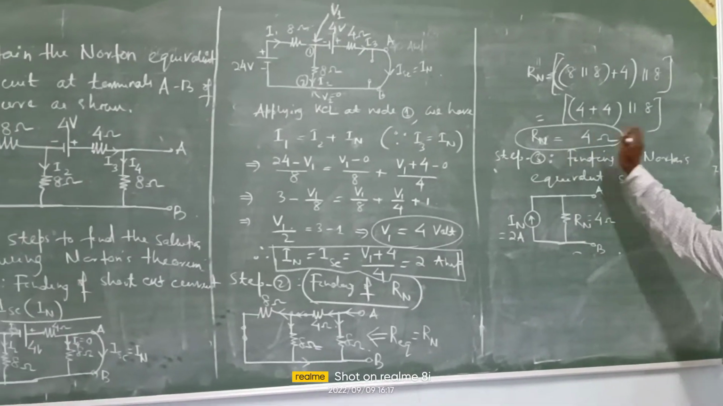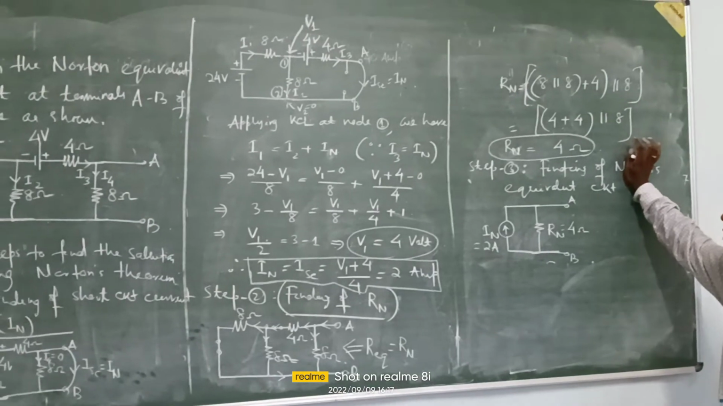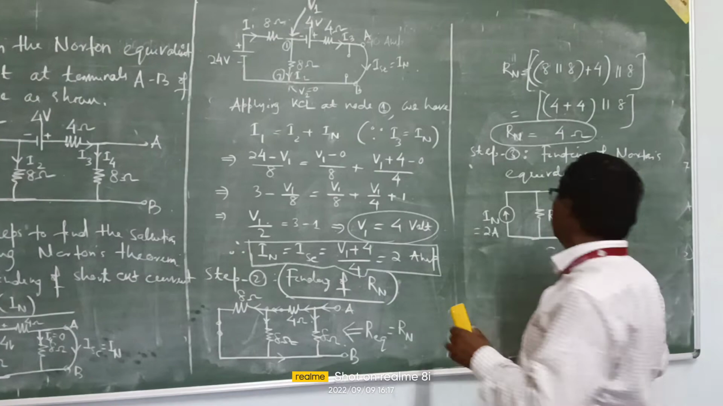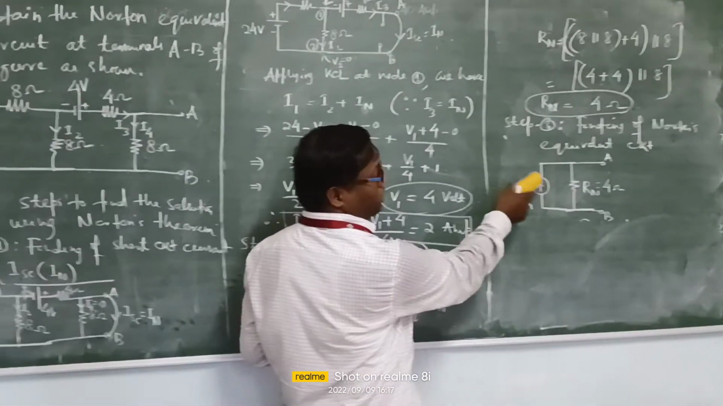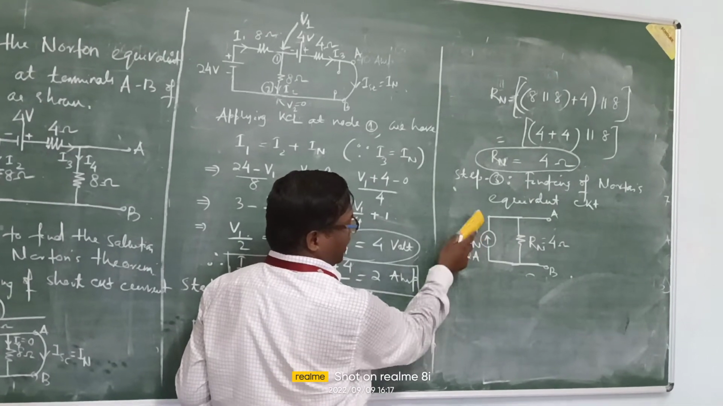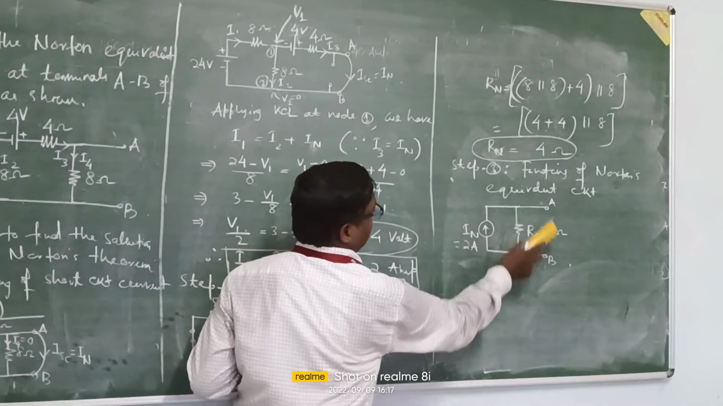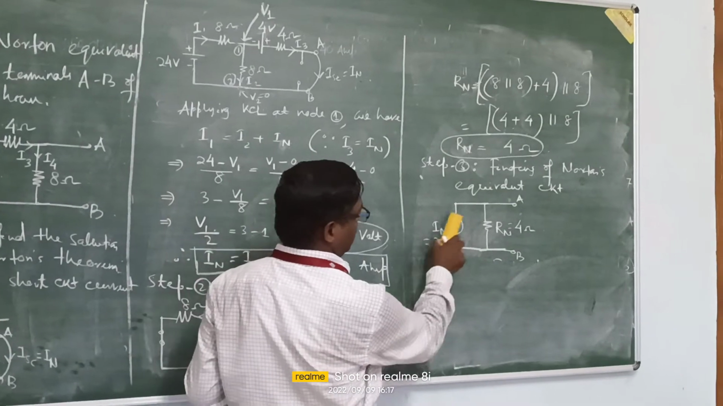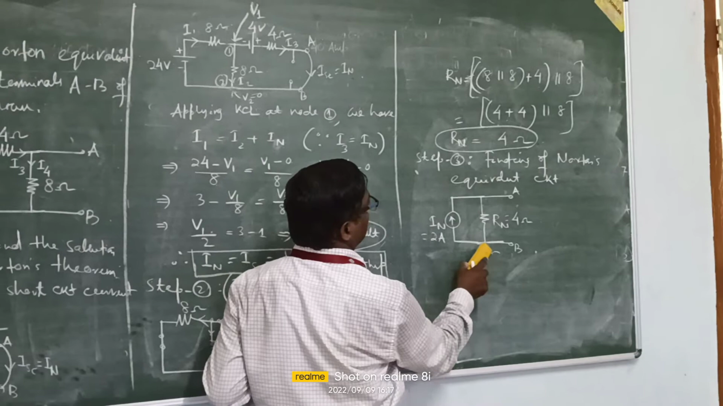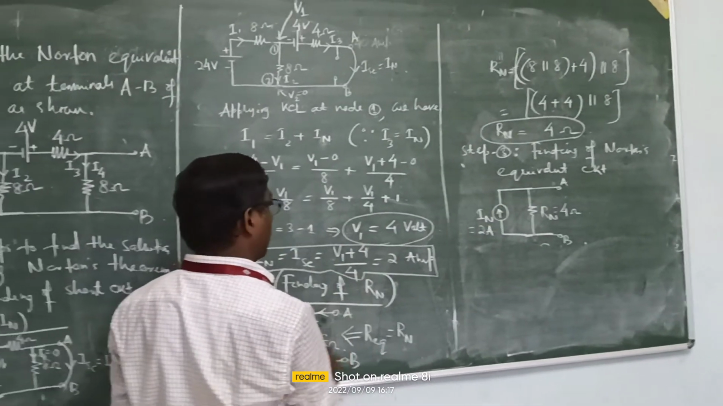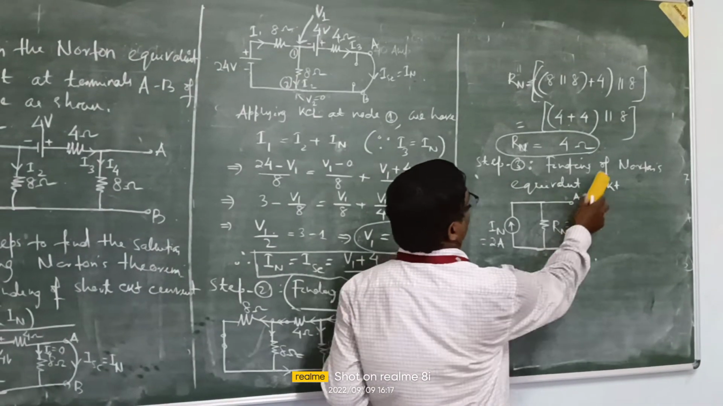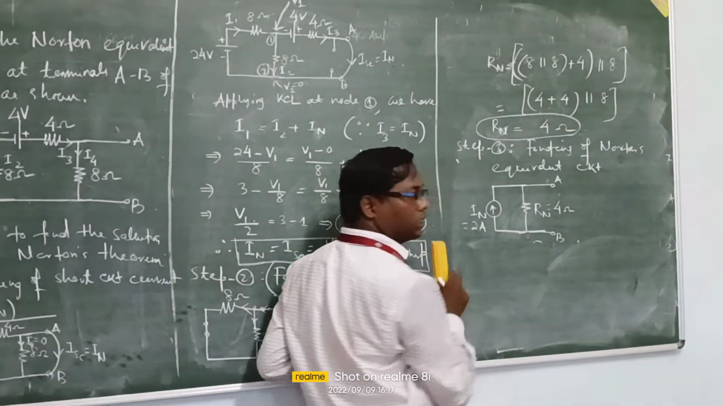Once we have Norton's resistance and Norton's current, we can draw the Norton's equivalent circuit. What is Norton's equivalent circuit? The resistor must be connected in parallel with the current source across the AB terminal. This is your Norton current or short circuit current, and this is your Norton's resistance. Norton's current IN is 2 ampere, yes or no? And RN is 4. So this is your Norton equivalent circuit.